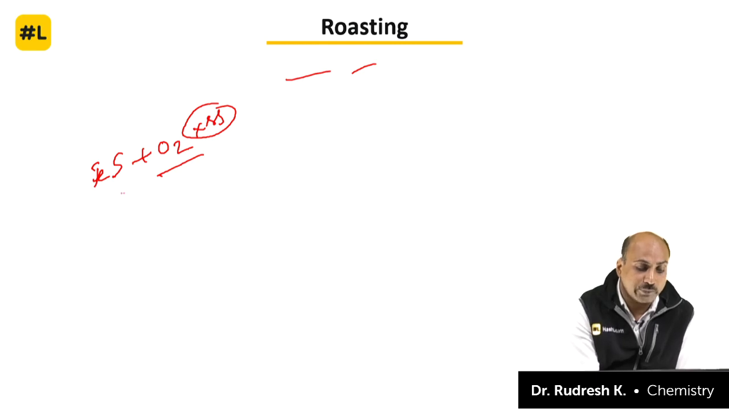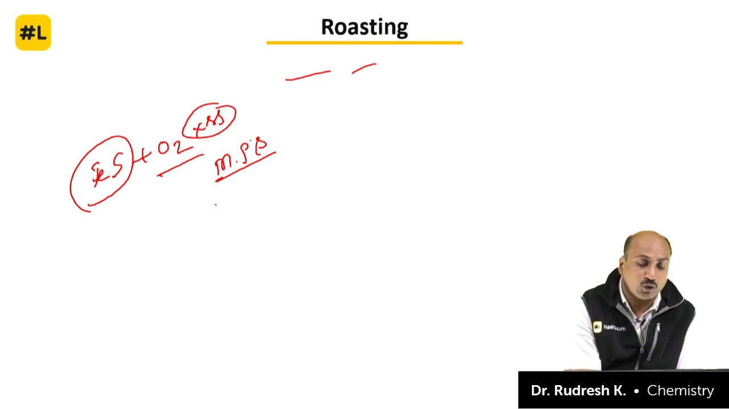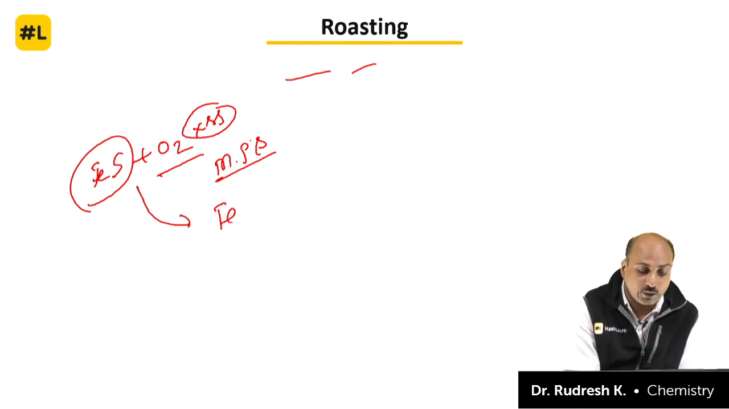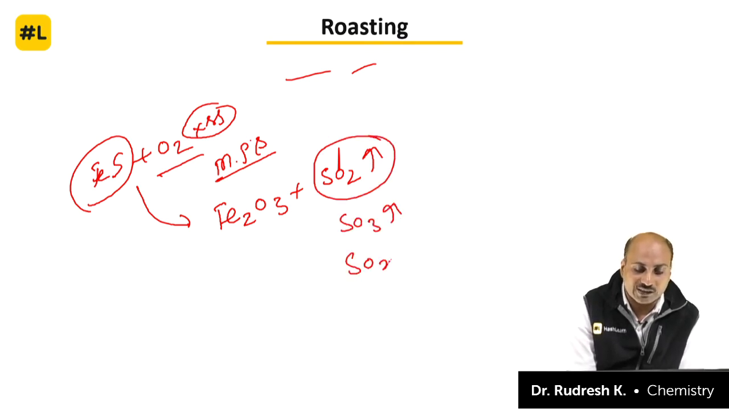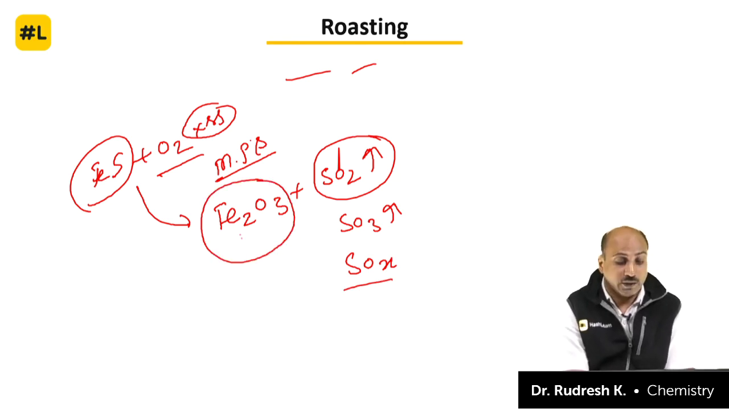Remember, here we are going to make the ore come in contact with excess of oxygen, and once again it is heated below its melting point. The melting point of the ore we consider, and below its melting point we heat this. Thereby the metal, which is in a sulfide ore or some other ore, will get converted into Fe2O3, and it gives rise to SO2, sulfur dioxide, which goes off, or it can be sulfur trioxide, what we call SOx. Any oxides of sulfur go off and you get the Fe2O3.